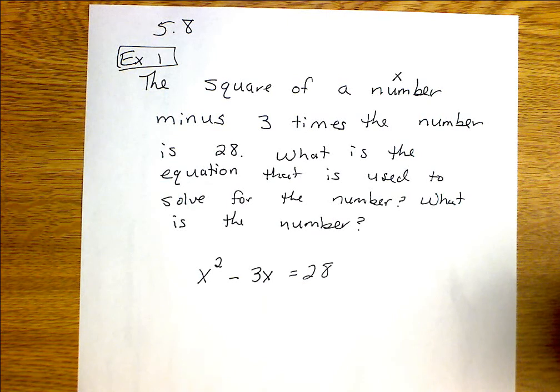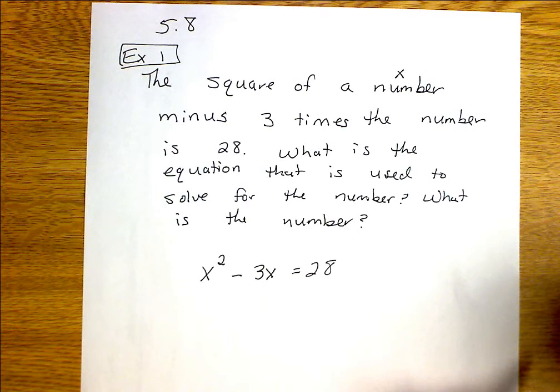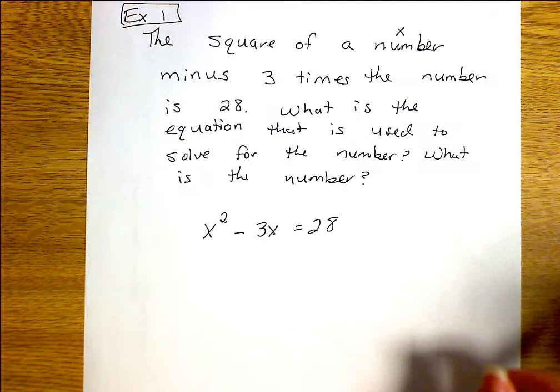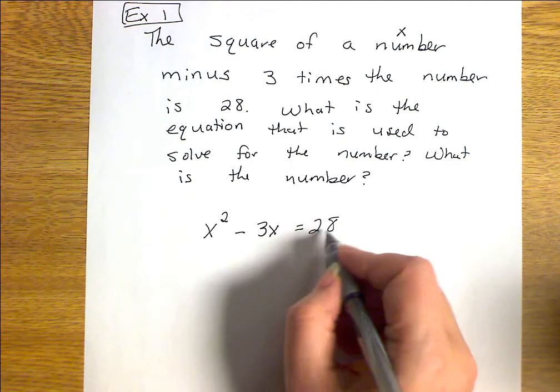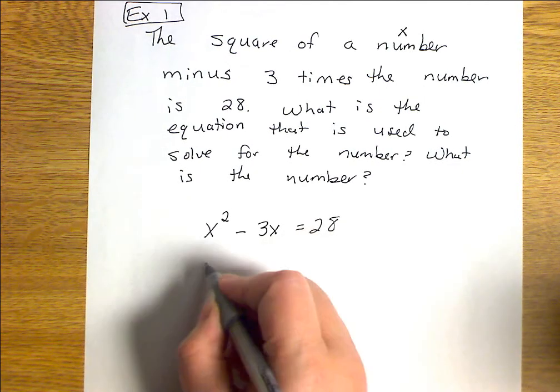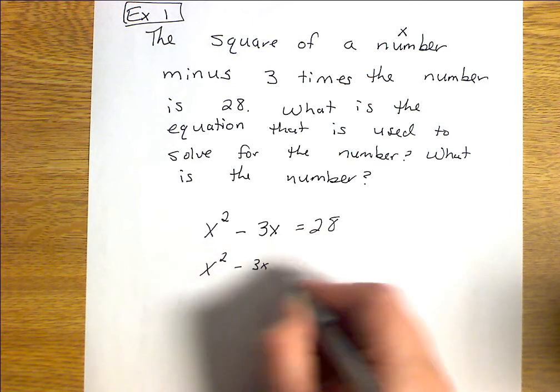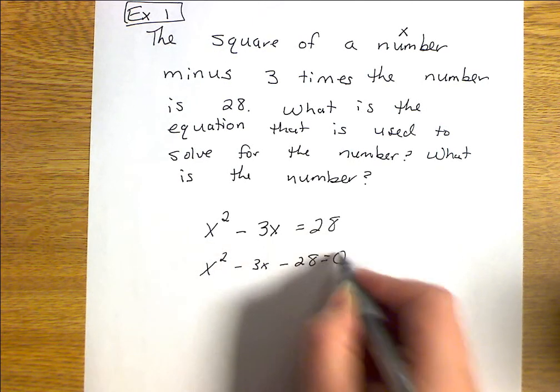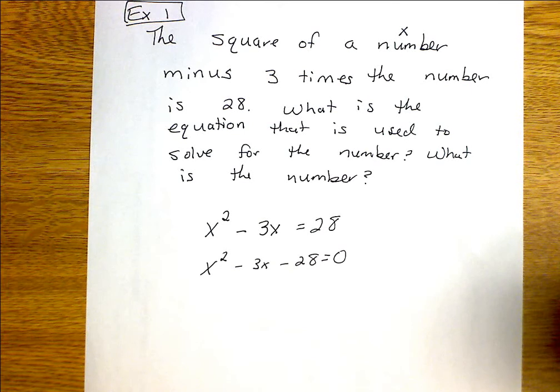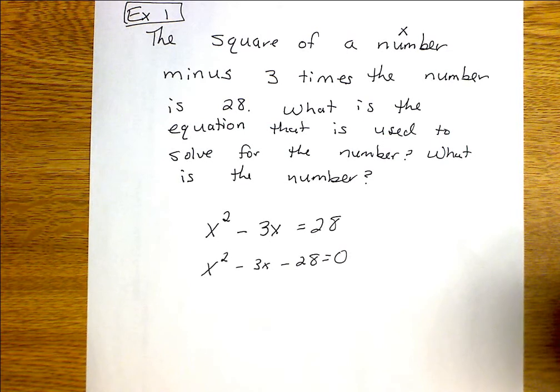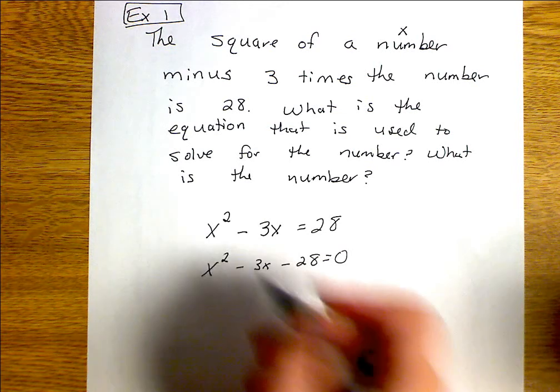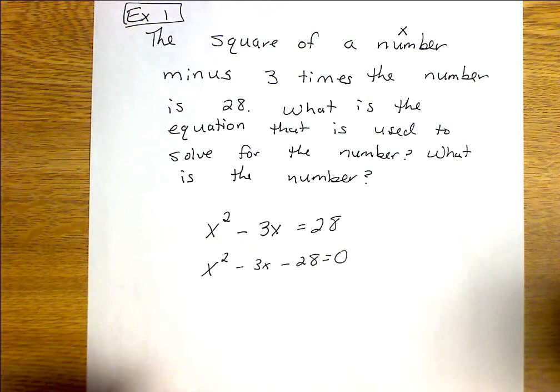All right, now what then do we have to do? What we learned yesterday, what do we have to do first? Set it to 0. We have to set it to 0, so we're going to subtract the 28. So we have x squared minus 3x minus 28 equals 0. All right, we're going to solve it by factoring, because that's what we did yesterday, it'll help us to practice that.